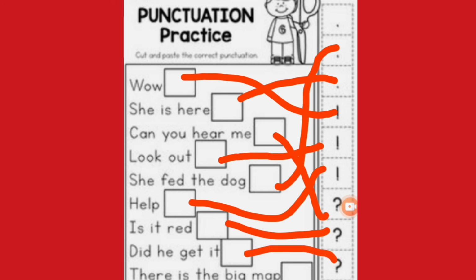And the last one is, there is a big map. So this is a sentence. So we will put a full stop. I cannot write in the boxes properly. That's why I have just matched it. You have to practice writing this.